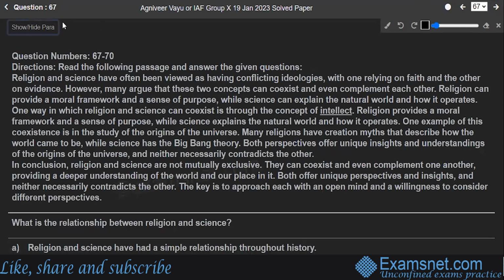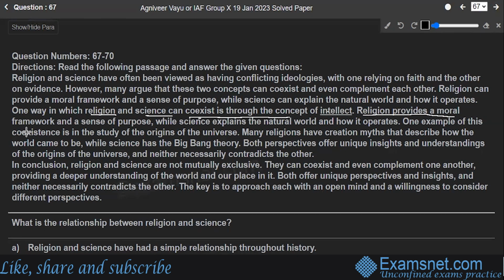So now you're having the paragraph, and questions 67 to 80 will be based on that. Let's read the paragraph. Religion and science have often been viewed as having conflicting ideologies, with one relying on faith and the other on evidence. However, many argue that these two concepts can coexist and even complement each other. Religion can provide a moral framework and a sense of purpose, while science can explain the natural world and how it operates. One way in which religion and science can coexist is through the concept of intellect.